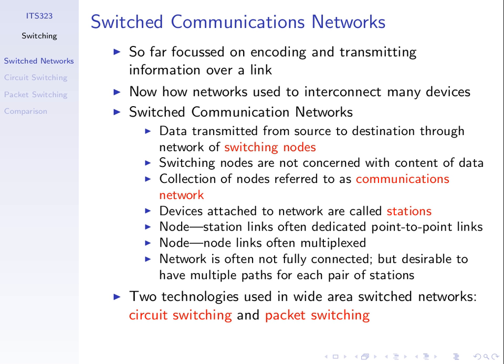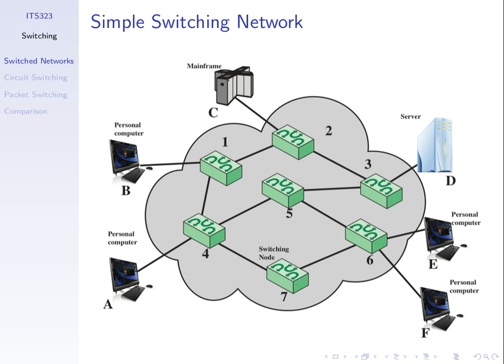What we want to go through is how do we get data via the switches, from the source to the destination. And there are two basic approaches. One's called circuit switching and one's called packet switching.